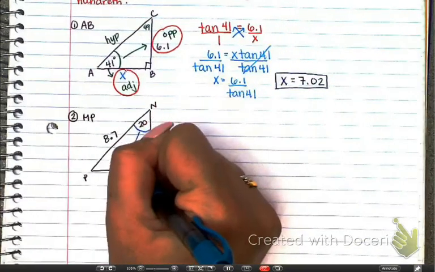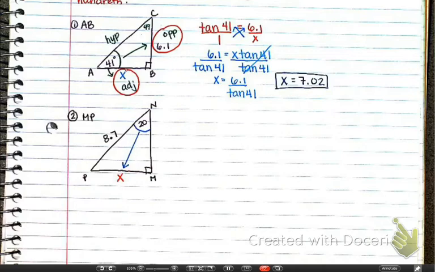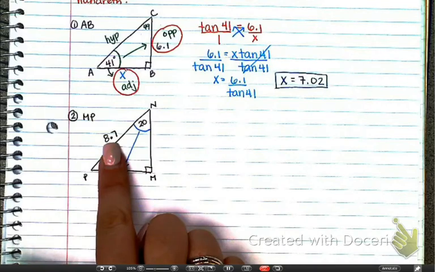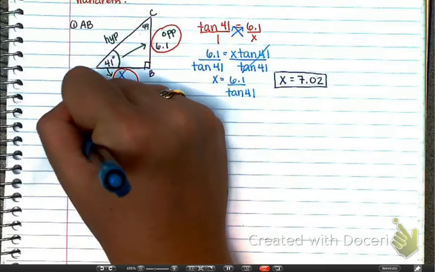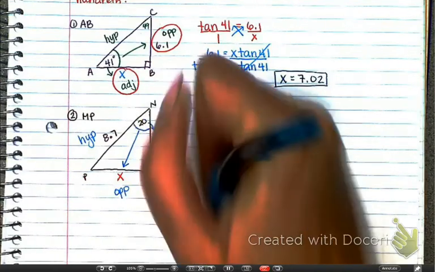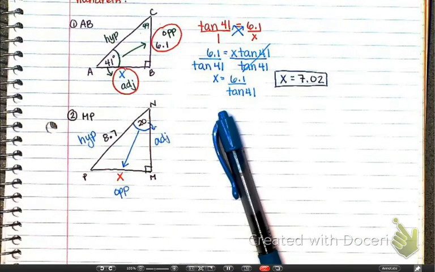What is PM going to be? Opposite. What about PN? Hypotenuse, because it's always across from the 90-degree angle. And then my adjacent is going to be right next to it. So if I were you, I would always label the adjacent one last, because that's the one people get the most confused. So hypotenuse should be straightforward because of the right angle, opposite of the angle, and then labeling the adjacent last.